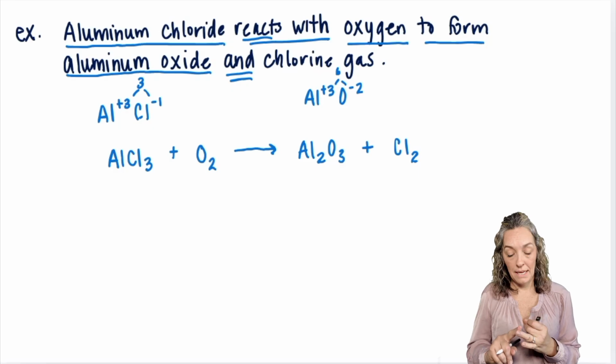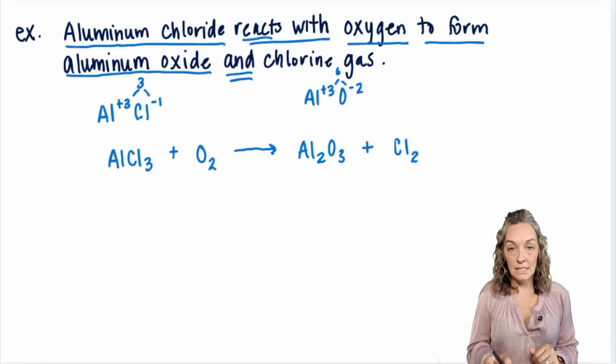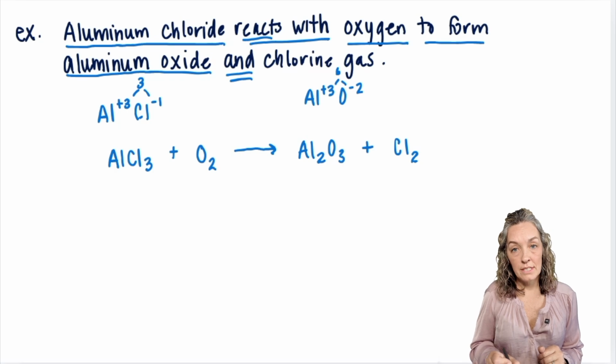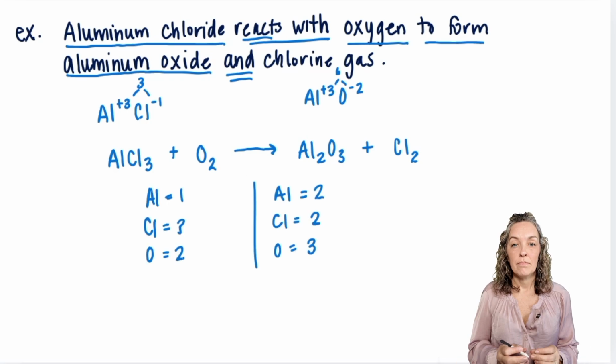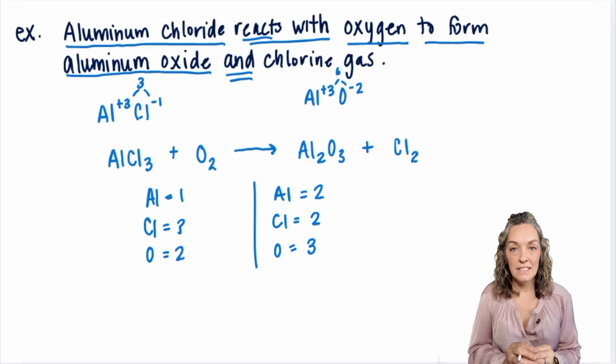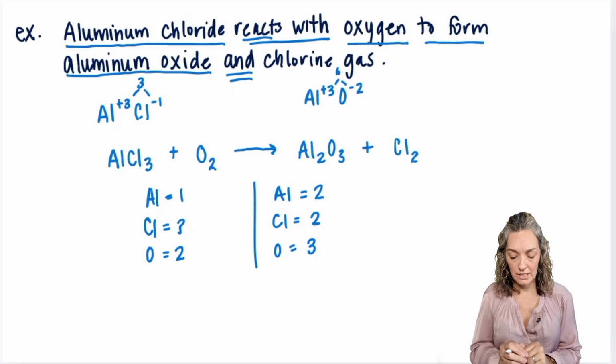Stability first, balancing second. So we need to make sure that mass is conserved. So we need to make sure that we have the same number of each atom on both sides. If you're not sure how to write a balanced equation, please check out my earlier video that's linked above that'll show tips and tricks for this.